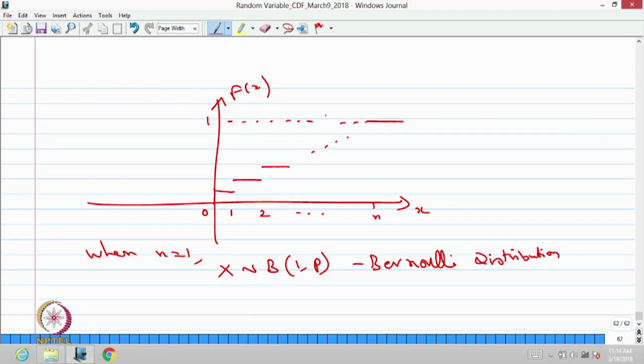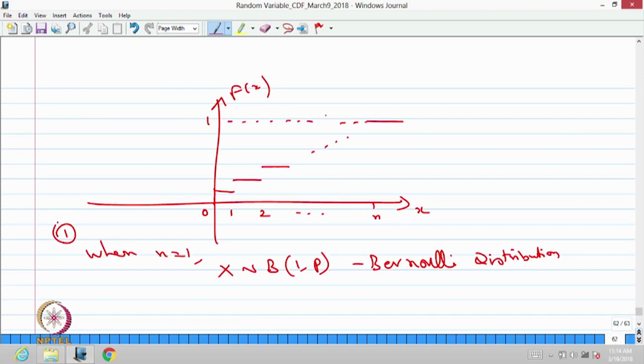When n is equal to 1, you will end up with a Bernoulli distribution. So, the probability mass function is going to be, at x equal to 0, 1 minus p, and at x equal to 1, the probability mass is p. Therefore, it is a Bernoulli distributed random variable. One can create a binomial distribution with the help of a Bernoulli distribution. Second remark, we can treat this as the first remark.